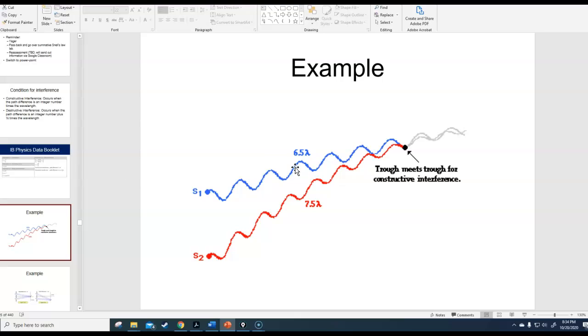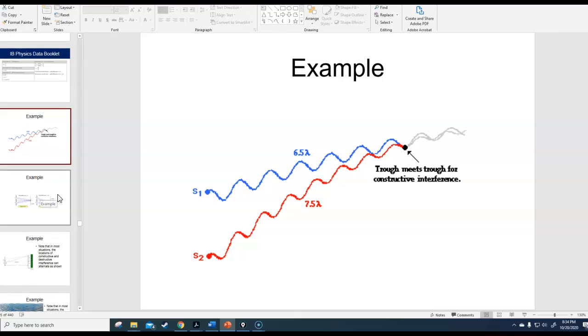Just to show you some more examples, here we have basically the situation we had before, where we have S1 and S2. You can see that the red wave is longer than the blue wave, and the path difference here is 1 wavelength, because this length is 7.5 wavelengths, this is 6.5 wavelengths, so that's a path difference of 1 lambda. And so you get constructive interference here, like you can see.